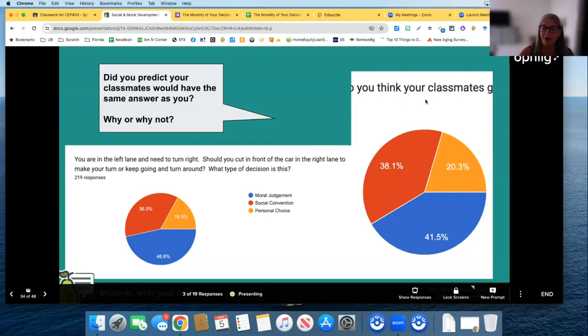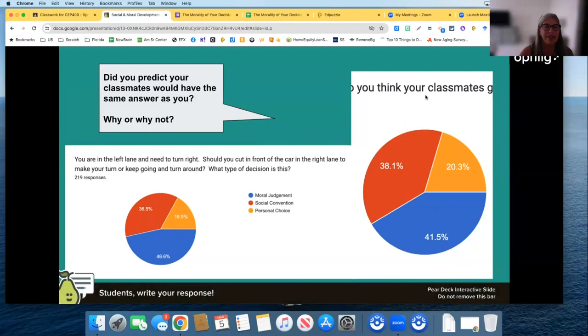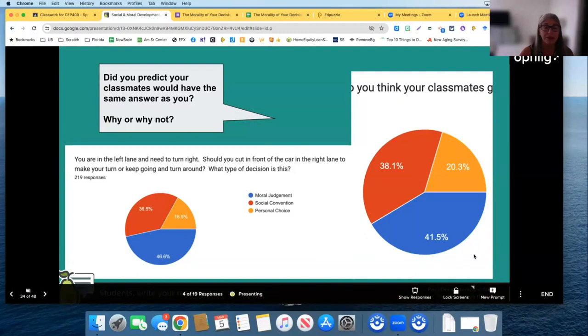But I'm going to send you off again to your breakout rooms. What did you predict? And then, why do you think your classmates would say something the same or say something different from what you said? So off you go.